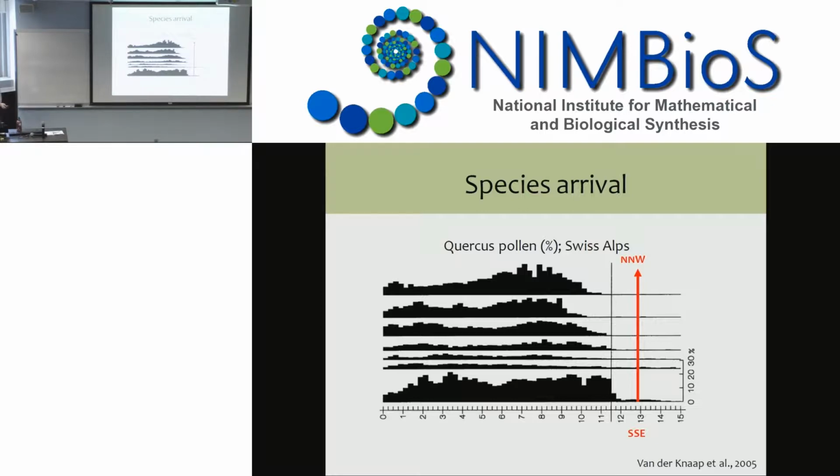But it's actually really hard to figure out when a species arrives on the landscape. So we might have some pollen diagrams, so pollen proportions through time, and we might say, when does it first arrive? Is it here? Is it here? Is it here? How do we define a threshold? So that's the classic problem of defining a threshold.